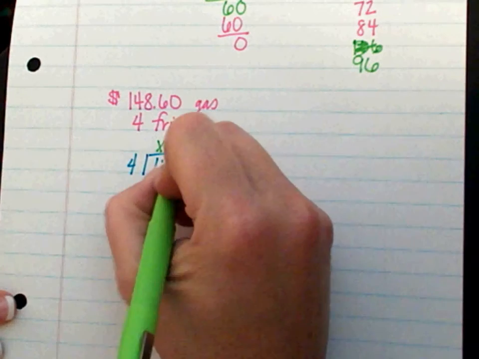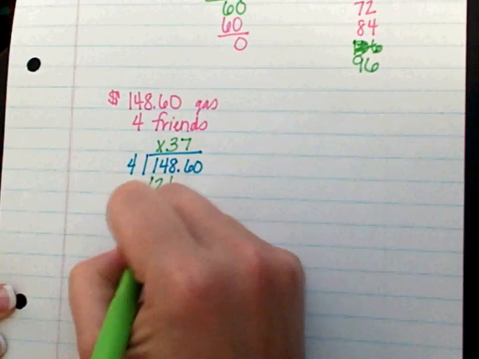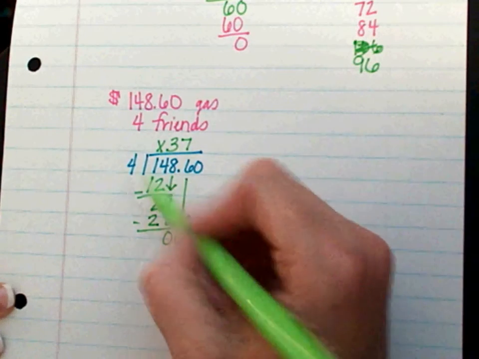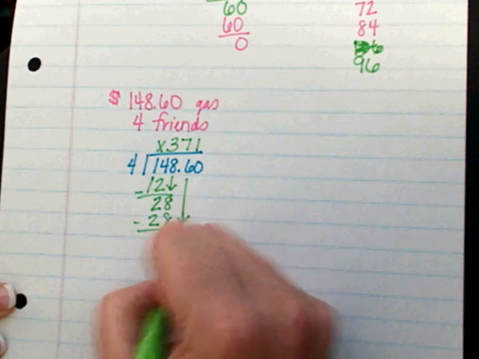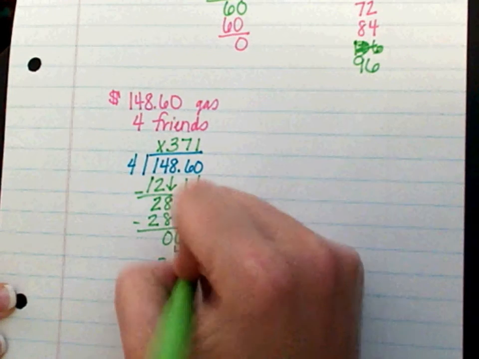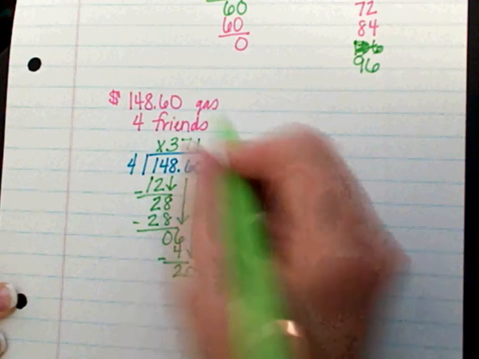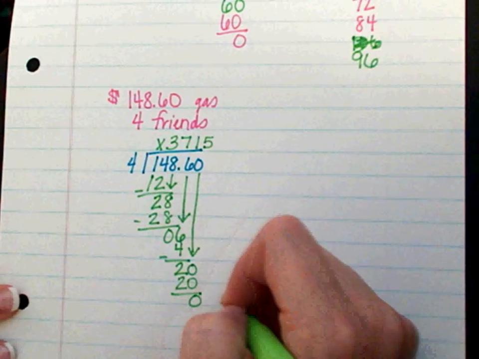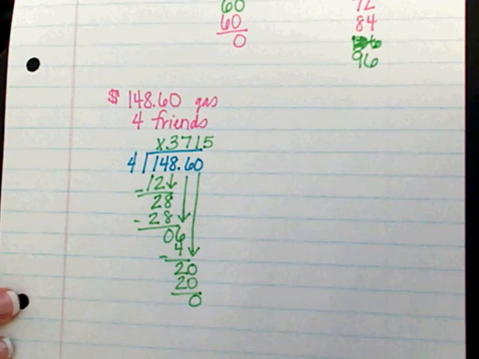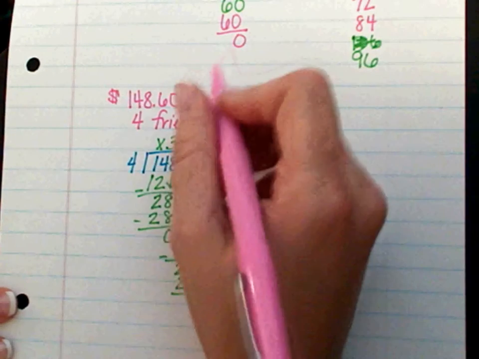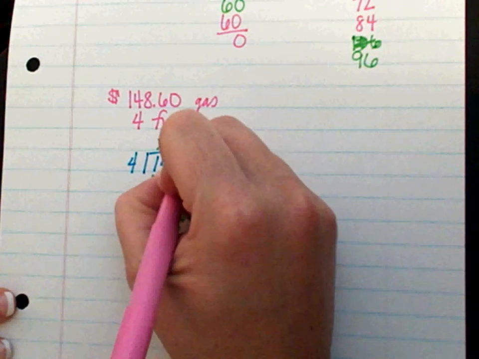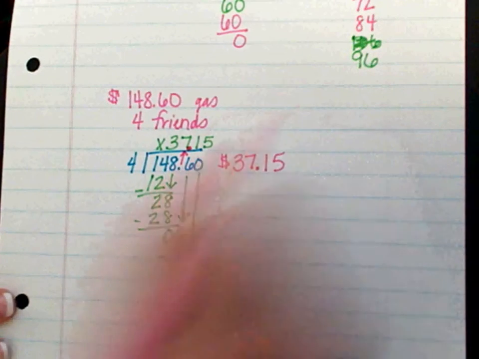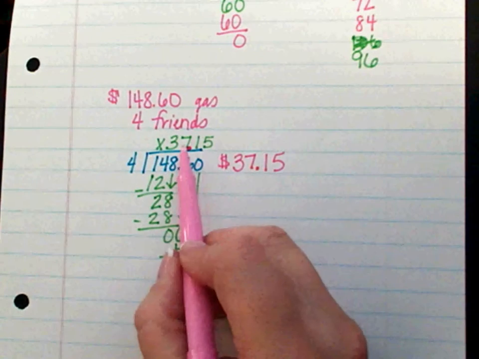Okay, so you should have tried this on your own. Remember, we're going to ignore the decimal for right now. 4 divided into 1 does not go in, but 4 divided into 14 goes in 3 times. 3 times 4 is 12. 14 minus 12 is 2. Bring down your 8. 4 goes into 28 7 times. 7 times 4 is 28. That gives us 0, but I still have something to bring down. My new total is 6. 4 goes into 6 once. 1 times 4, subtract. I still have another number to bring down.